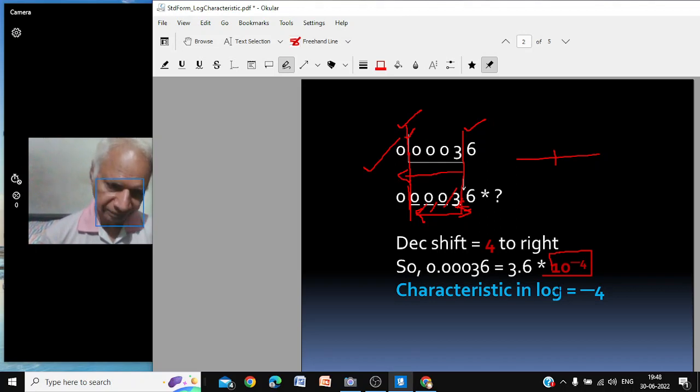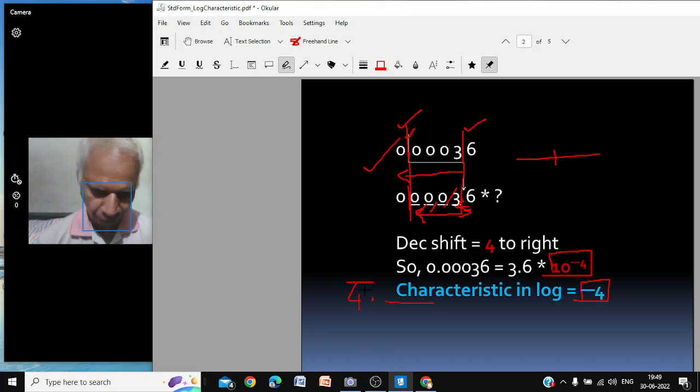Whatever the power is, that is going to be the log characteristic. So if you are writing the log, it should be minus 4. Of course, we don't write minus 4, we write 4 bar, and then put the point and then write whatever logarithmic value we get from the table. So it is actually minus 4, but we write 4 bar. But if you are writing in scientific notation, you will write 10 power minus 4.